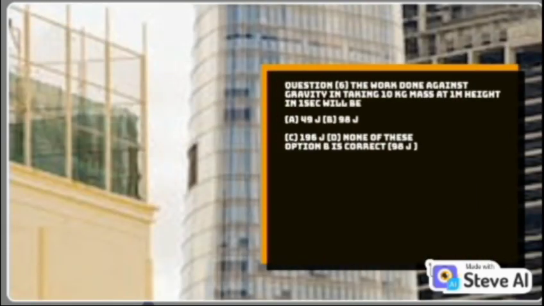Question 6. The work done against gravity in taking a 10 kilogram mass to 1 meter height in 1 second will be: A. 49 J. B. 98 J. C. 196 J. D. None of these. Option B is correct.